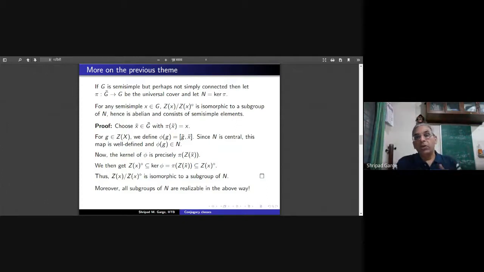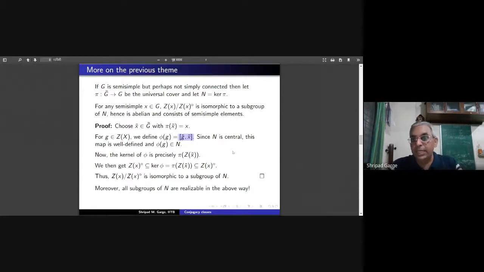And we want to say that the kernel of this map now is the group which is the connected component of identity element. This is what we want to say. So first of all, if you take an element in the kernel, so if your phi g is 1, that would mean that g tilde is in the centralizer of x tilde. Correct? Because phi g is nothing but the commutator of g tilde and x tilde.